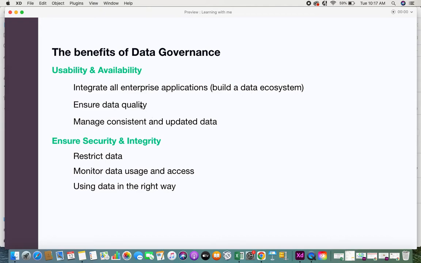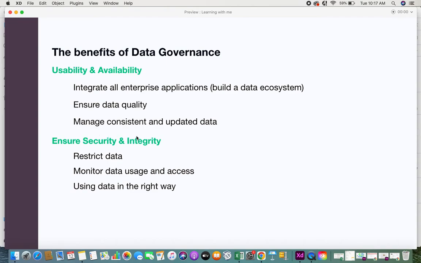Also, you'll be able to ensure, using data governance, you'll be having a lot of rules that are put by the governance team as to how the data should be collected, how data validation should take place, and through this you'll be having a very good quality of data, which you can use to do some analytics and make use of it.